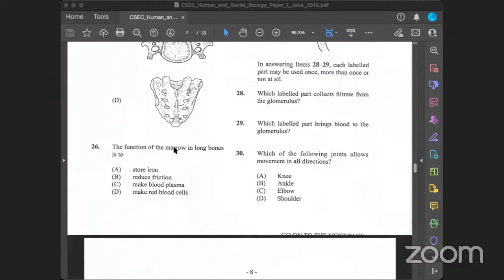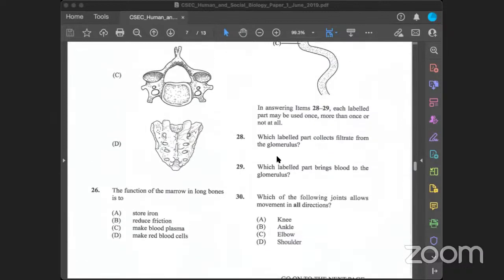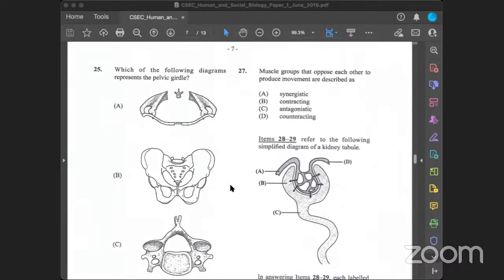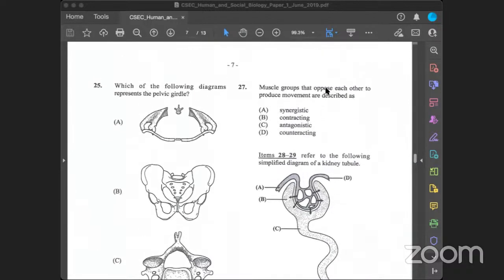Question 26, the function of the marrow in the long bone is to do what? Red blood cells. Not just make red blood cells, but make all blood cells, right? Marrow makes blood cells. Muscles that are opposite and independent of each other, we call that what? Antagonistic. Good. C.